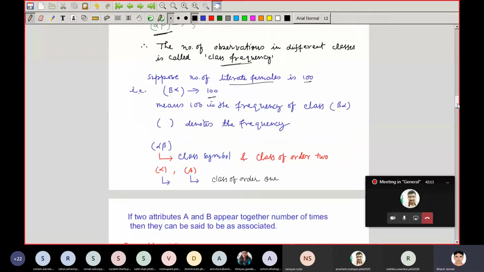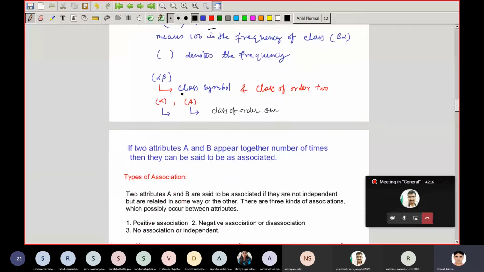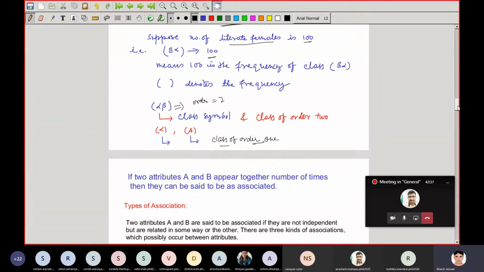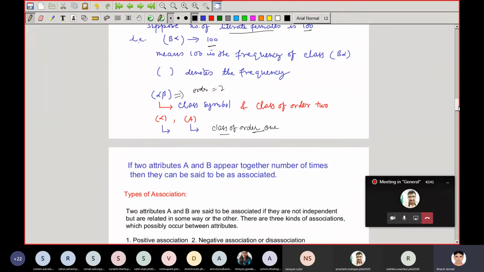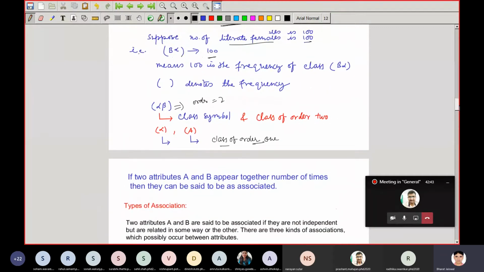So I have already described that. This is the class of order 2, as two attributes are associated. These are the classes of order 1, having a single attribute. Getting it, students? So the order depends on the qualities, characteristics or attributes associated with the particular class. Okay, students?